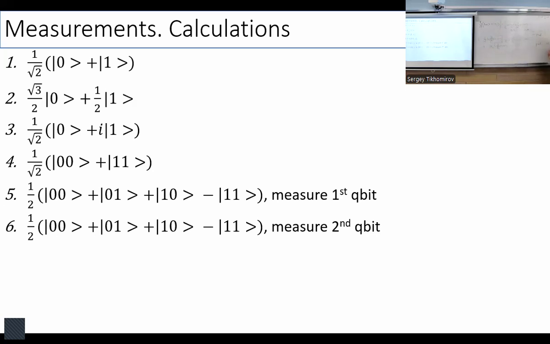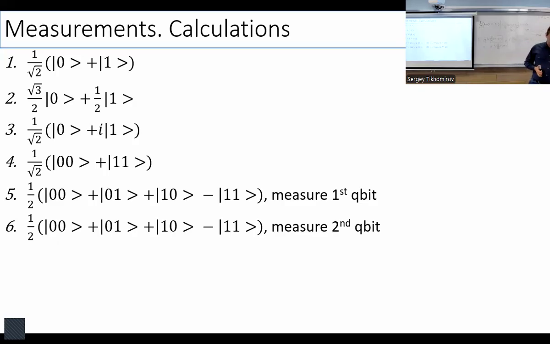So now let's fill up. With which probability will I get 0? 1/2. Okay. What would be the resultant state? 0, 1 over square root of 2. I will write 1 over square root of 2 in front, 0, 1. This is a fine answer. You can open brackets, but it's not necessary.